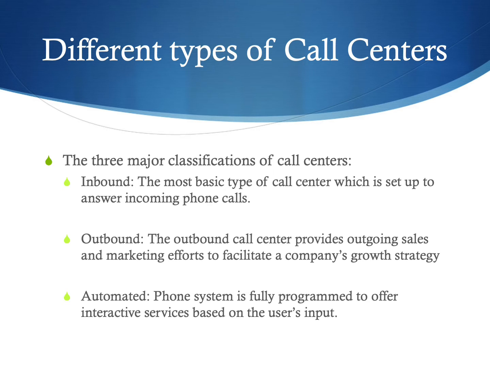The outbound call center provides outgoing sales and marketing efforts to facilitate a company's growth strategy. An example of this would be telemarketing. The third one is the automated call center. In an automated call center environment, the phone system is fully programmed to offer interactive services based on the user's input. On the next slide, we'll watch a short video on different types of call centers.